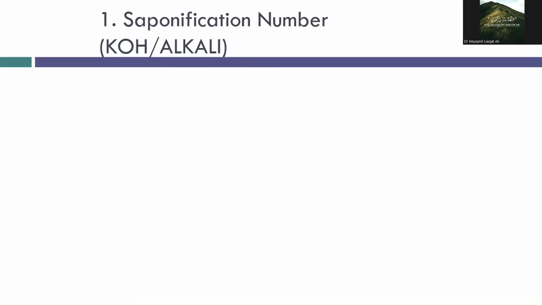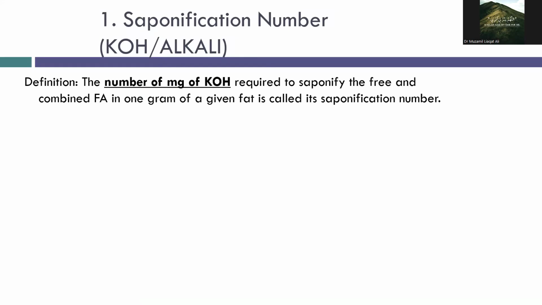The very first one is the saponification number. Let's start with the definition: the number of milligrams of KOH, potassium hydroxide, required to saponify free and combined fatty acids in 1 gram of fat is called the saponification number.